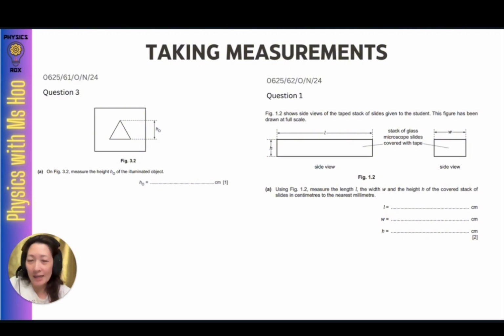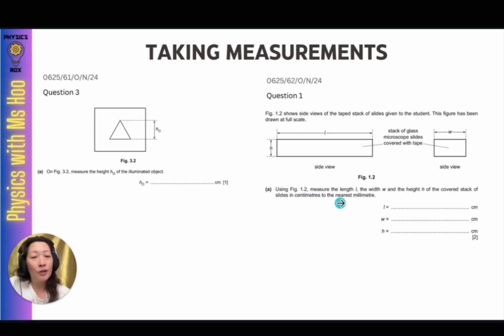Obviously, in this kind of theoretical paper, the only measurements you can take are length measurements using your ruler. So for example, we have question 3 from the Winter 2024 Variant 1. They give you a diagram here, figure 3.2. You need to measure the height h0 of the illuminated object. On the right hand side, we have question 1 from the Winter 2024 Variant 2. Figure 1.2 shows side views of the taped stack of slides given to the student. This figure has been drawn at full scale.